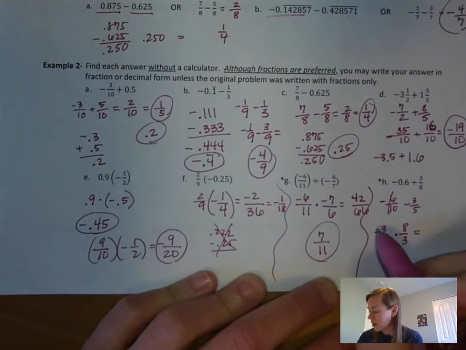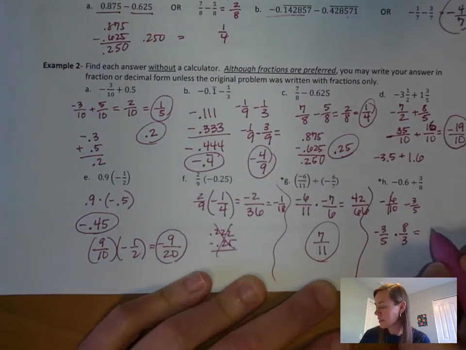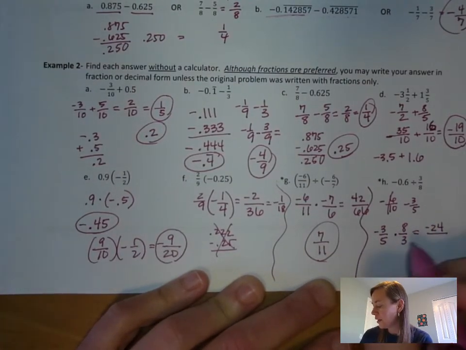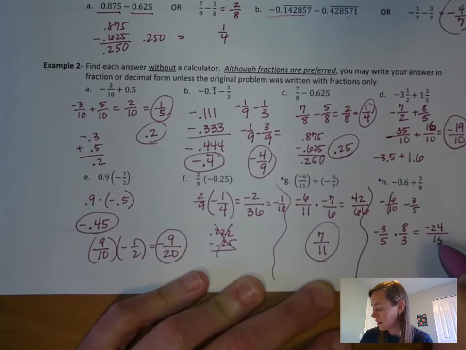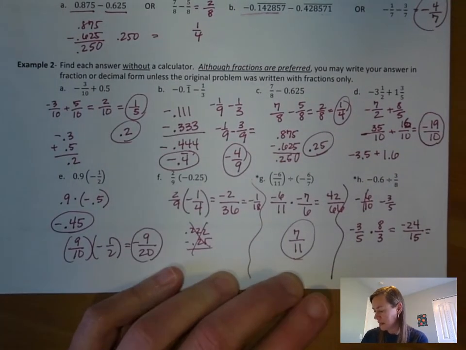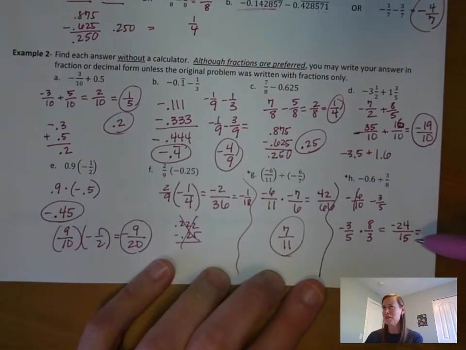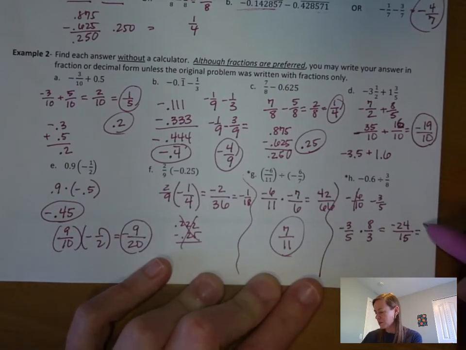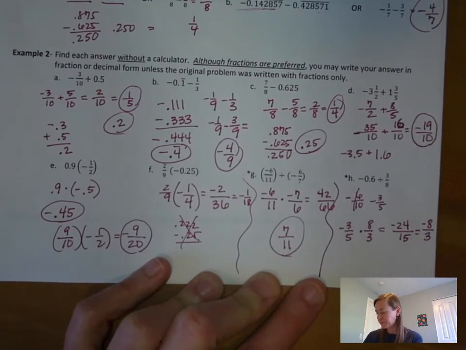And then you're going to multiply straight across. Negative 3 times 8 is negative 24, and 5 times 3 is 15. And then when you simplify there, it looks like both of those numbers are divisible by 3. 24 divided by 3 is 8, and 15 divided by 3 is 3.